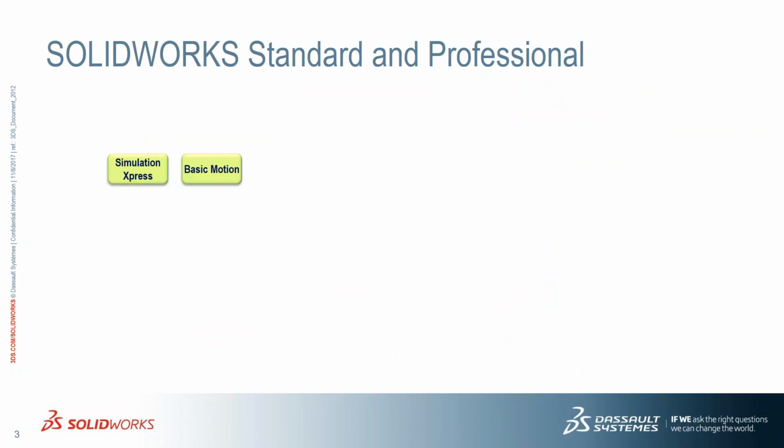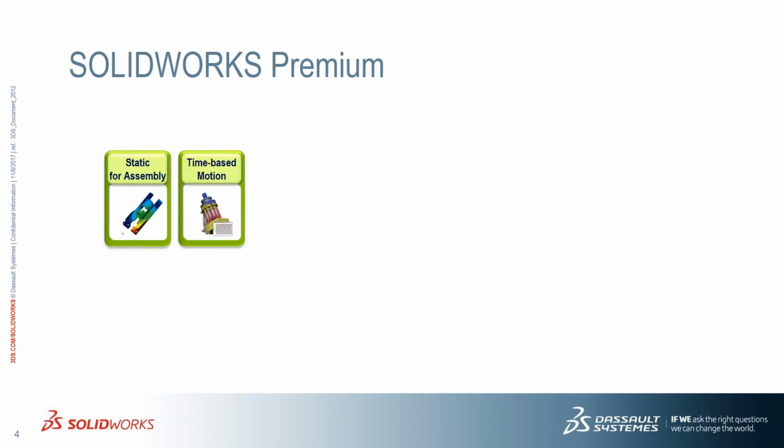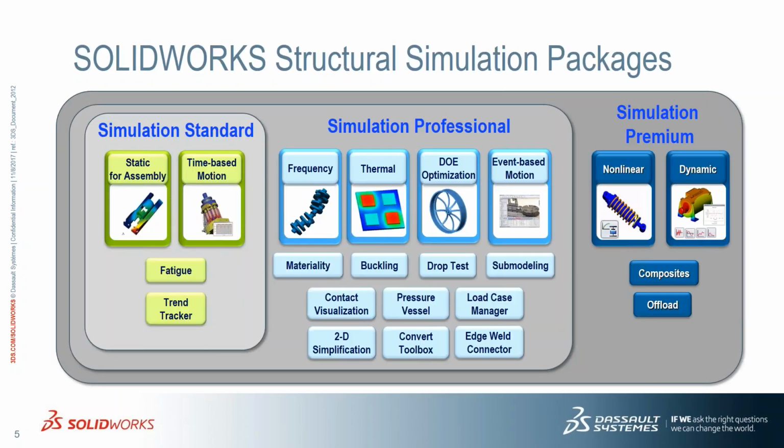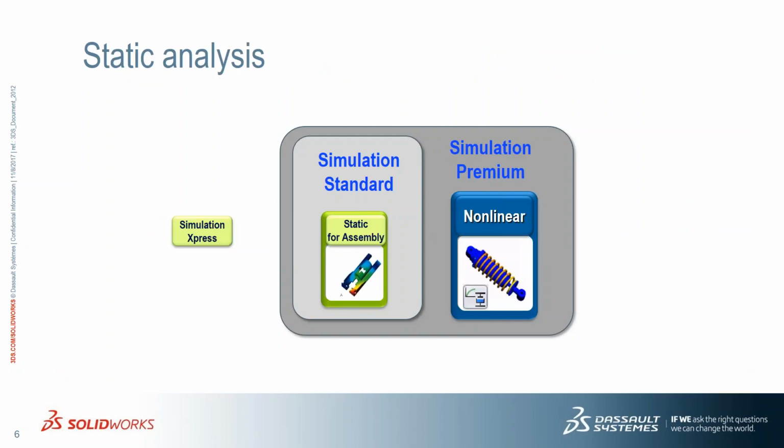For those of you who have SOLIDWORKS Standard and SOLIDWORKS Professional, you can use Simulation Express and also Basic Motion. For those of you who have SOLIDWORKS Premium, you'll have access to an upgraded version of SimXpress, something called static analysis for assemblies, and also an upgraded version of basic motion, a time-based rigid body motion. And for some of you who have the simulation structural analysis packages, Simulation Standard, Simulation Professional, and Simulation Premium, you'll have access to a much wider range of structural analysis tools. Specifically, the ones I'll be referring to are the nonlinear and static for assembly and the SimXpress that I mentioned a moment ago. So this line here.